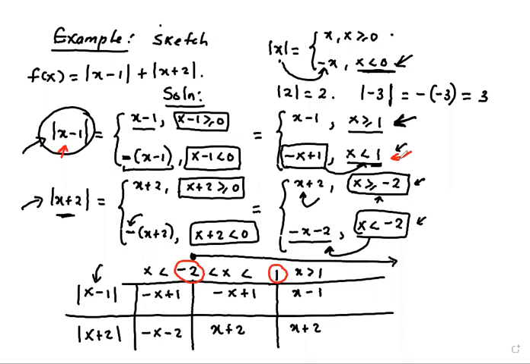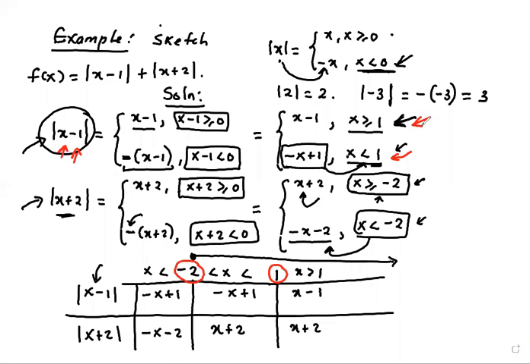Even in the interval between -2 and 1, x is still less than 1. So we'll pick the same piece, -x plus 1, for this modulus. But once we go beyond 1, we'll now start using the top one, because it's the one that is defined when x is bigger than 1. So I'll have that arrangement there.